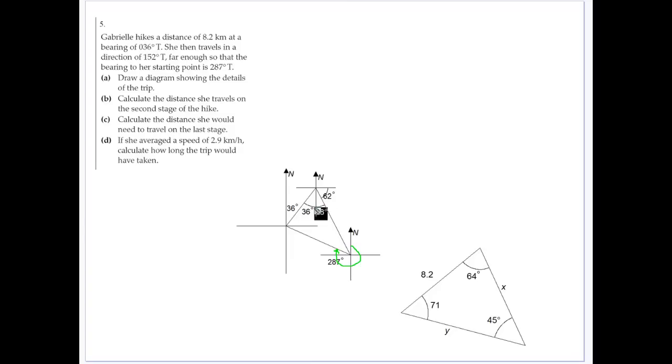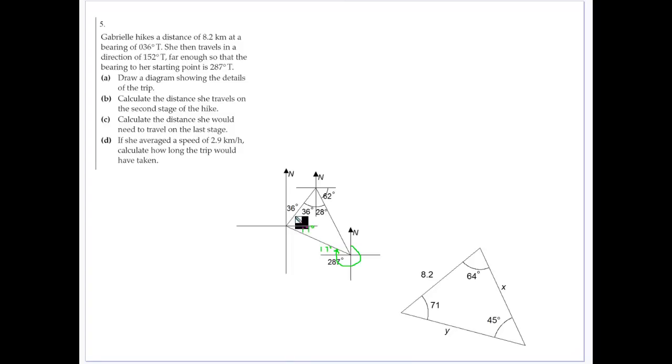It's not 90 degrees, so we're going to have to deal with either the sine or cosine rule. So calculating the distance she travels in the second stage of the hike, we want to calculate this side. So have we got enough information? Well, that's 64 degrees when we add those two together. And because we know that was 287, it goes 17 degrees there, so that would be 17 degrees there.